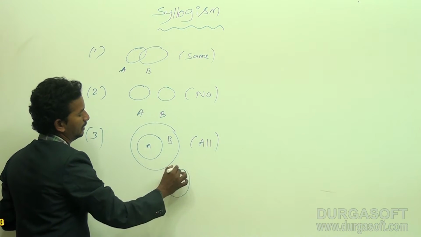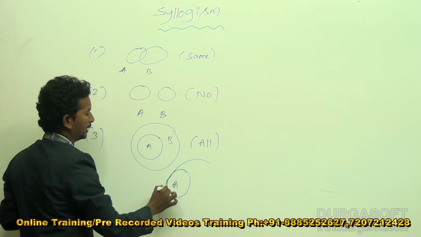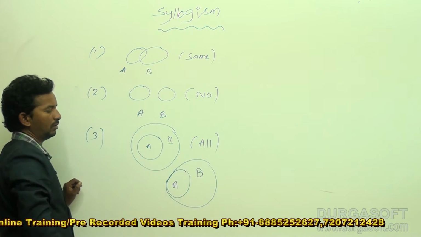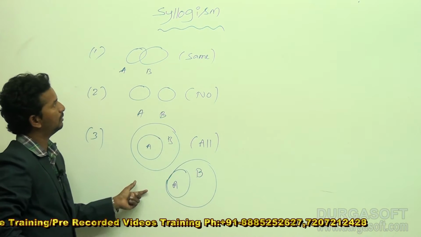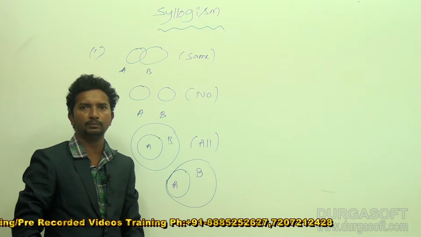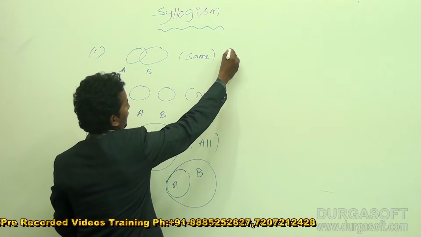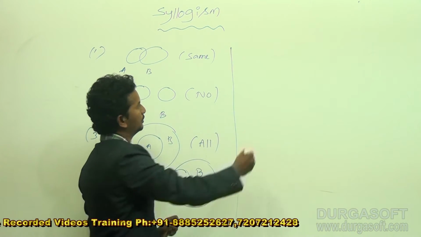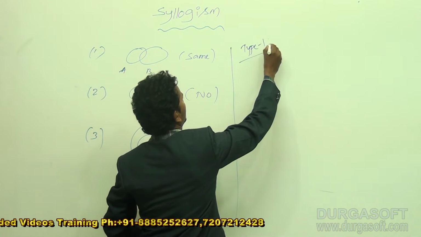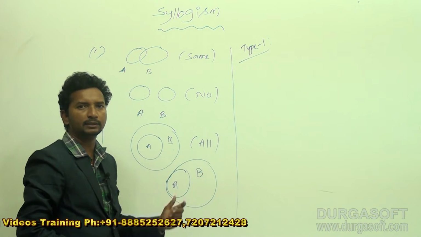A is here. Now again starting A here. Now can I take B like this here? So like this, all A's are B's. Now coming to this diagram, see type 1, type 2 and type 3. Now what types are there? Now I am doing type 1.